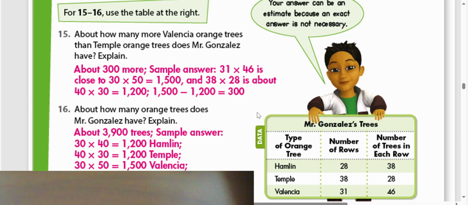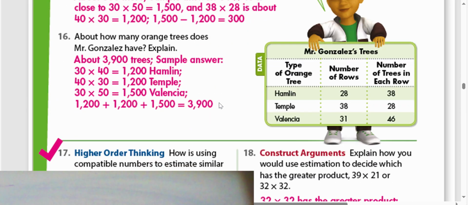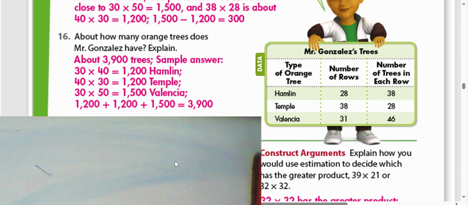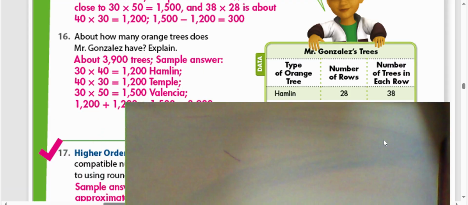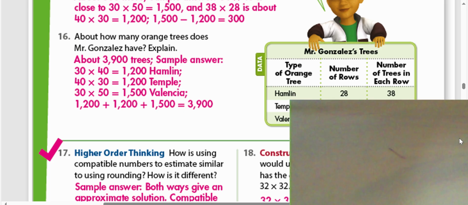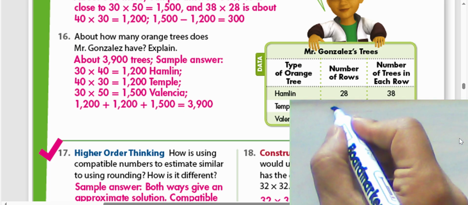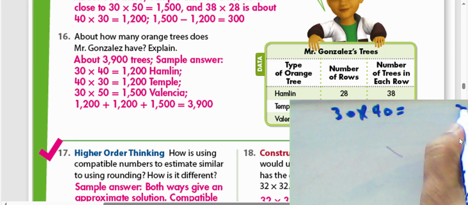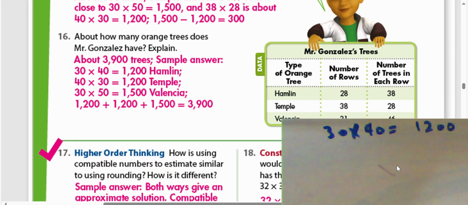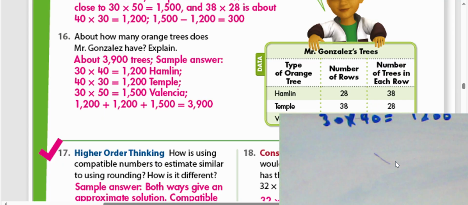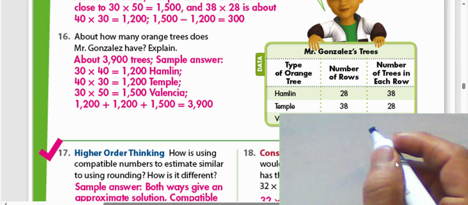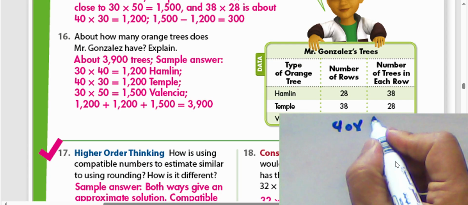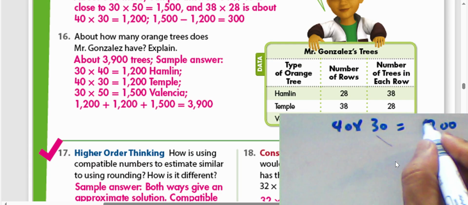Okay, next question. About how many orange trees does Mr. Guneza have? We can multiply all the numbers here. First question, 28 is to 30. Then look here. We can write 28 product by 30. 28 nearest to 30. Write 30 product by 38 nearest to 40. Okay, and then find the answer. Write double 0, and 3 times 4 equals 12. And then we can also write this number here. 38 product by 28. 38 nearest to 40. Product by 28 nearest to 30. Write double 0, and 3 times 4 equals 12.